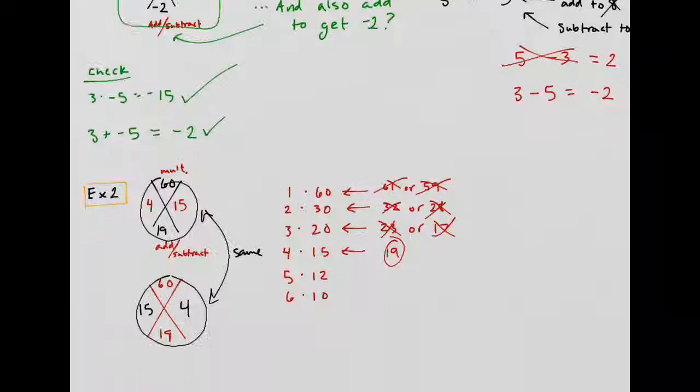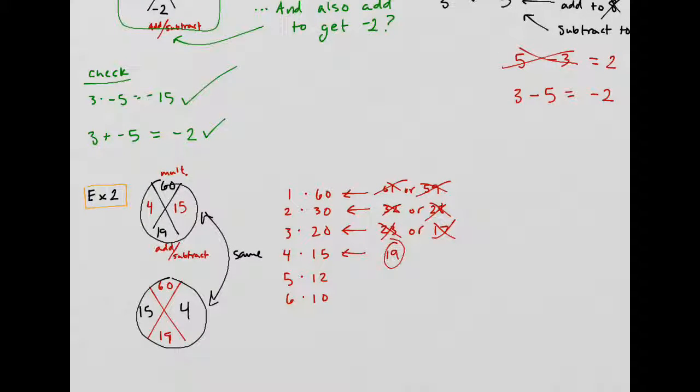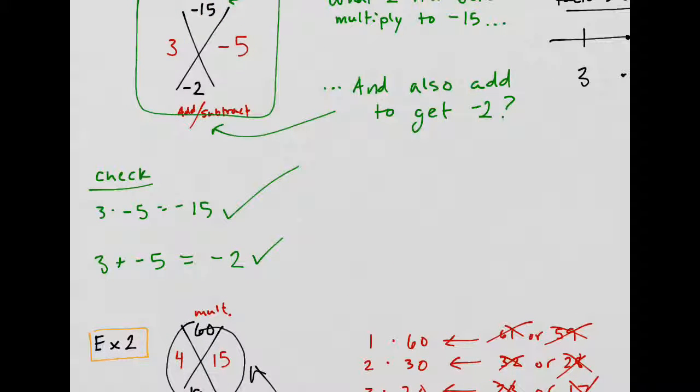One more? Maybe we'll just try it in class. So yeah, there you go. You're just trying to multiply for the top number and add or subtract for the bottom number, and you have to check it to make sure that the signs are correct.